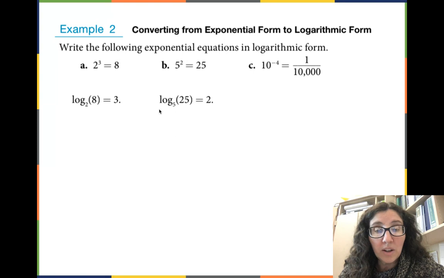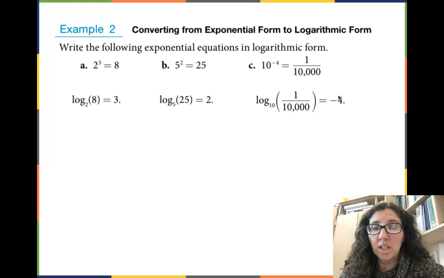So you could think of this as asking a question. 5 to what power equals 25? The answer is 2. 2 to what power equals 8? The answer is 3. How about this one? 10 to the negative 4 equals 1 over 10,000. We're going to have base 10, and the question is 10 to what power equals 1 over 10,000? The answer is negative 4. 10 to the negative 4 equals 1 over 10,000. Okay.